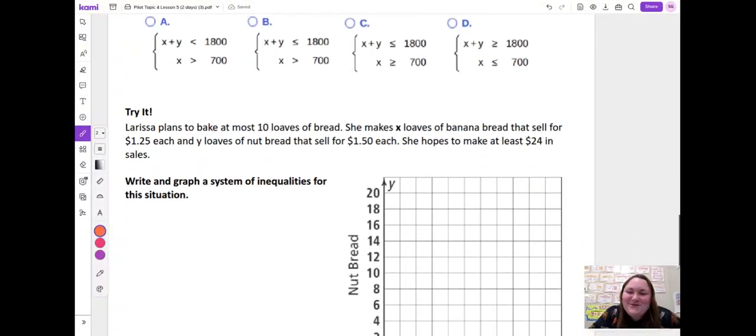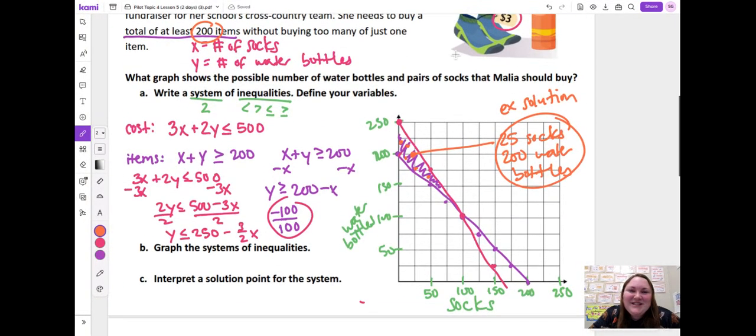On the back, there are 2 for you to try. Try those and then check with me to see how you did.